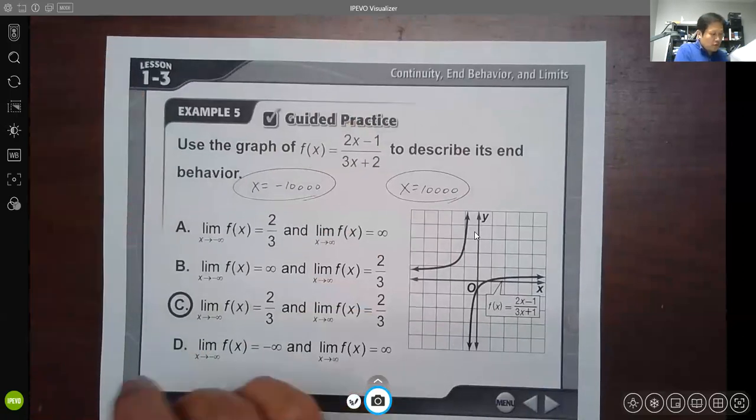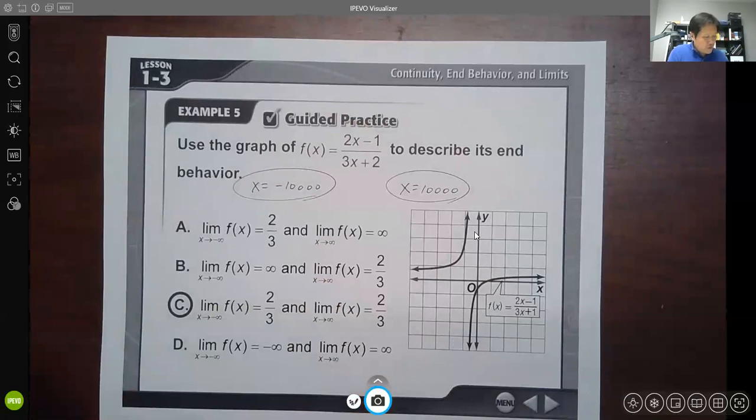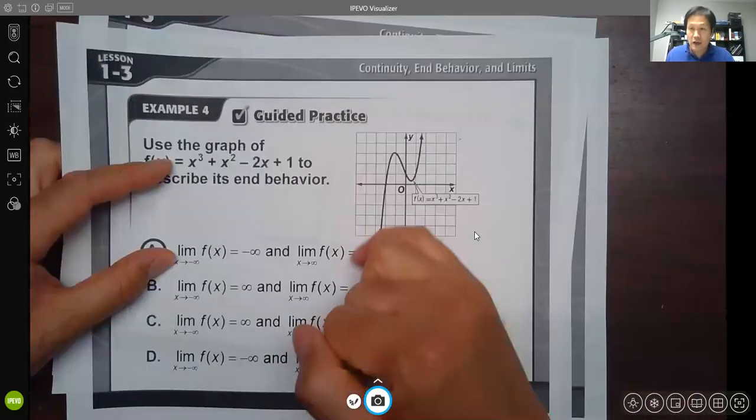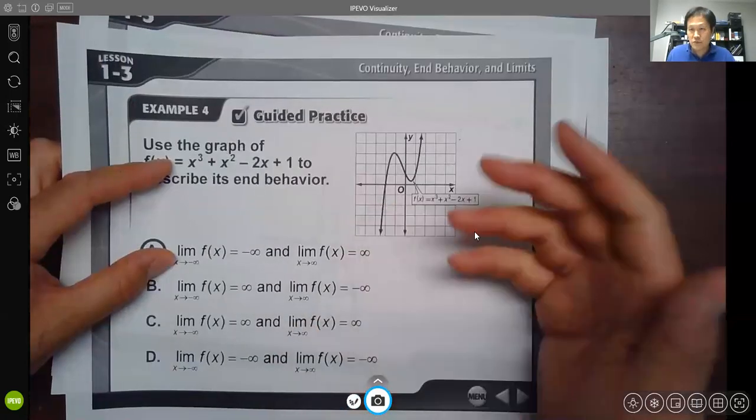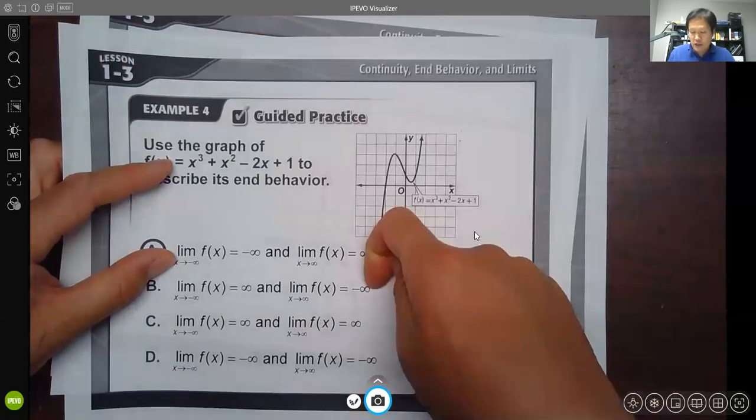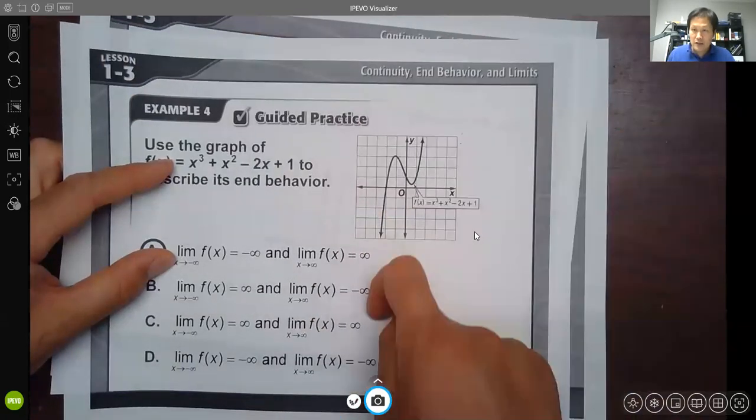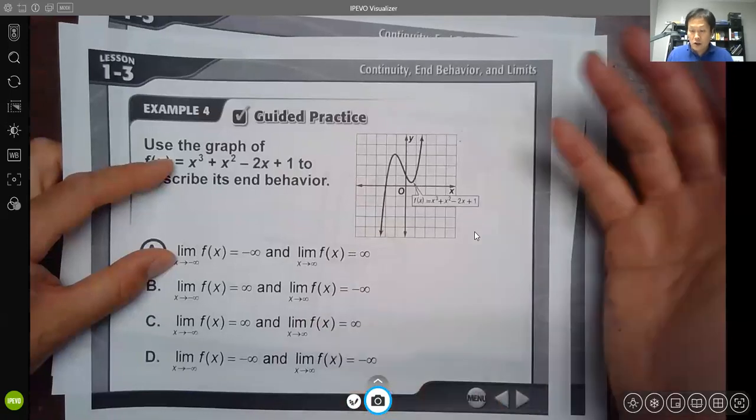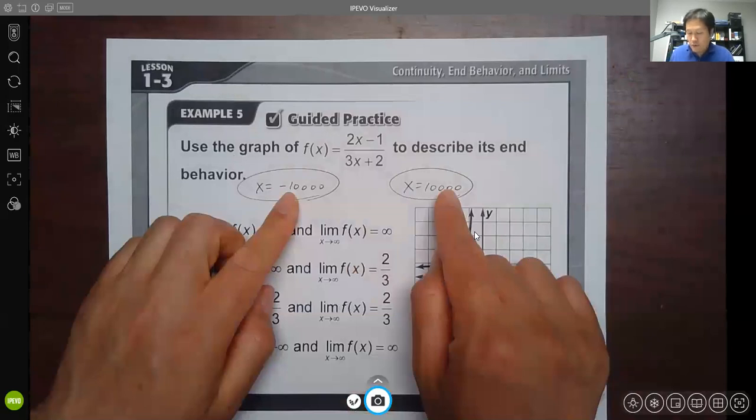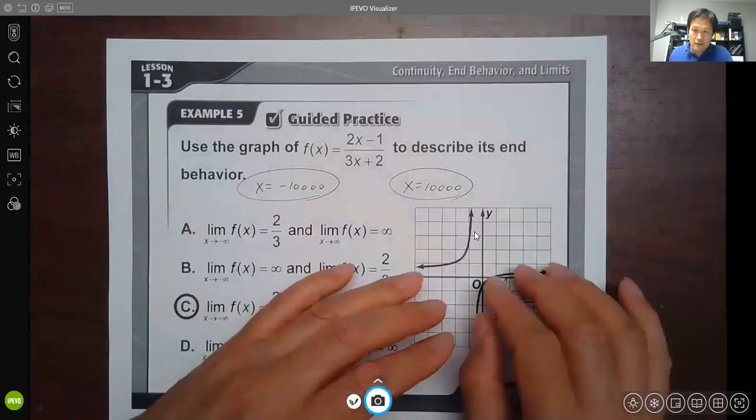Just don't get confused with end behavior that is so obvious. With things like this, you don't need to check minus 10,000 and 10,000. There's nothing wrong with checking, but this is shooting down and shooting up like that. You can just say it keeps going down and keeps going up, minus infinity and infinity. That's an easy call. You only check minus 10,000 and 10,000 if the graph is kind of flat.